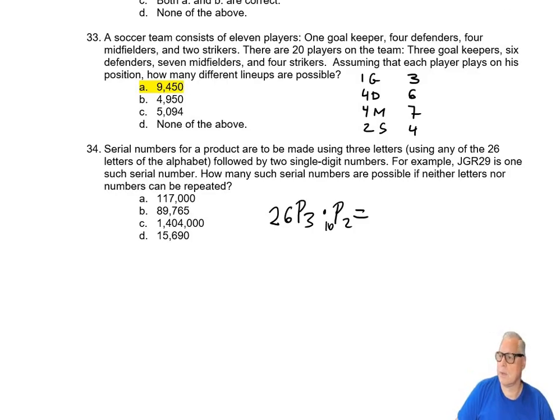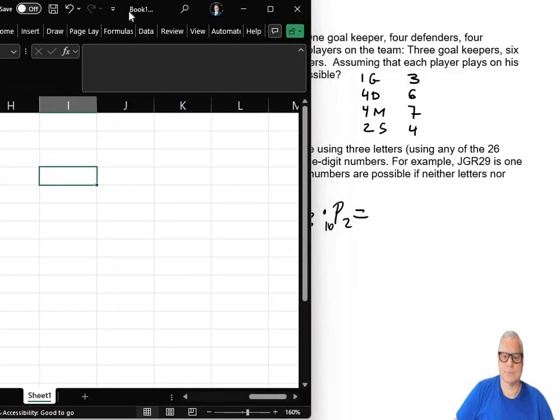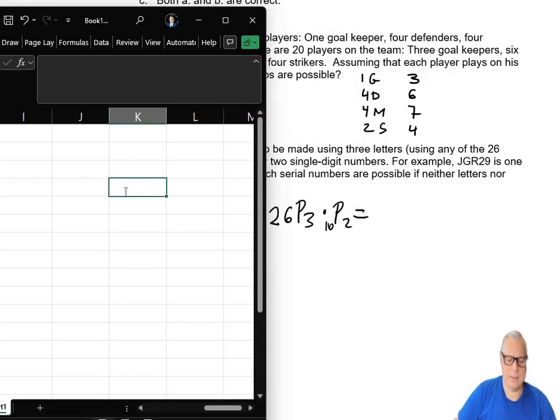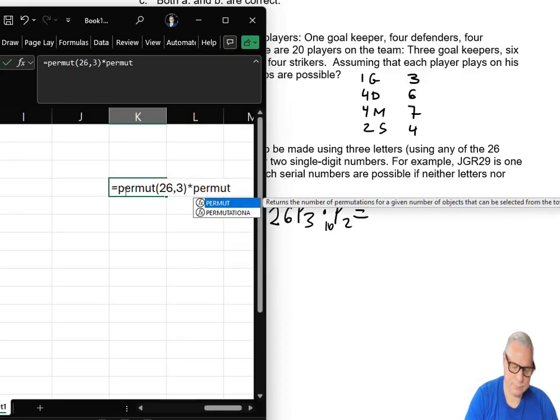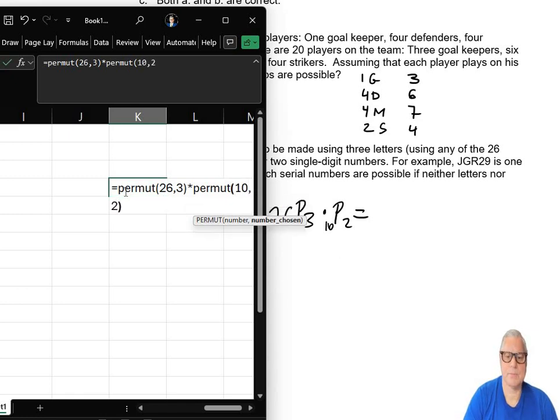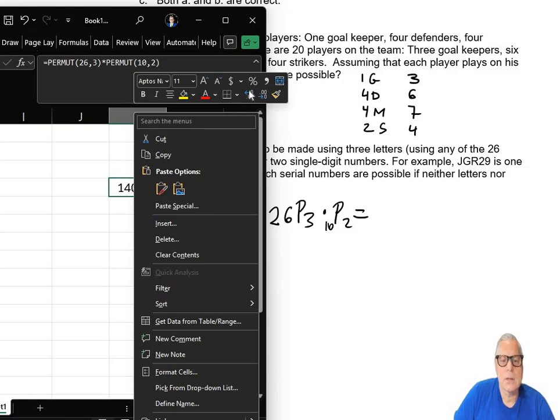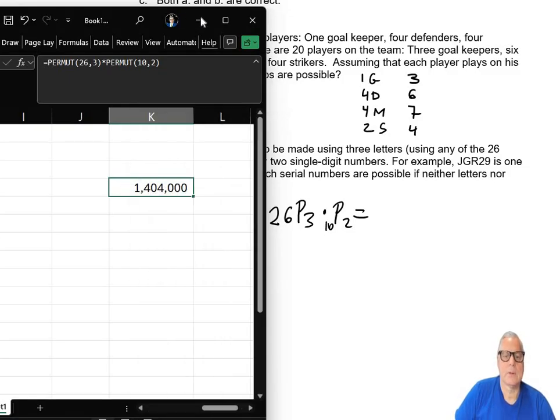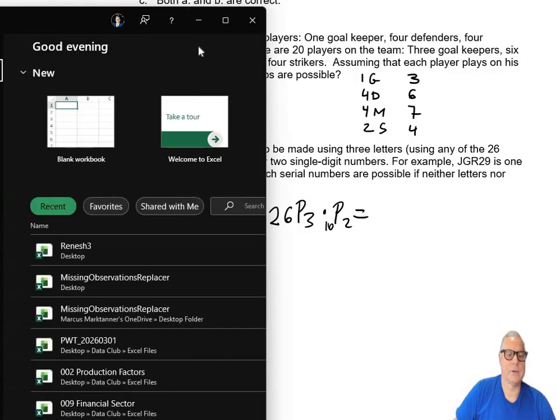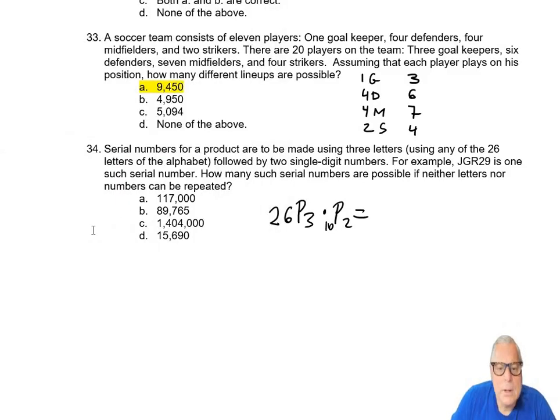Okay. Let's do that in Excel quickly. We can say equals PERMUT(26, 3) times PERMUT(10, 2), and then we get 14,040,000. Okay, so that's C.